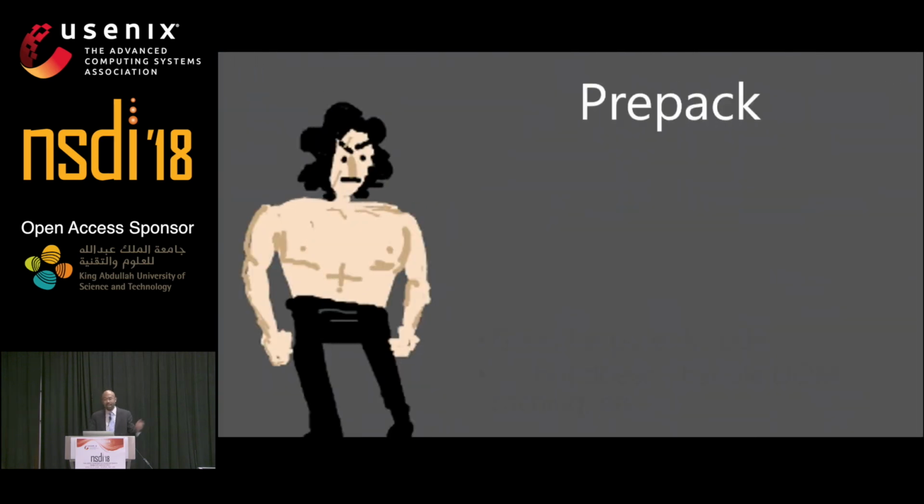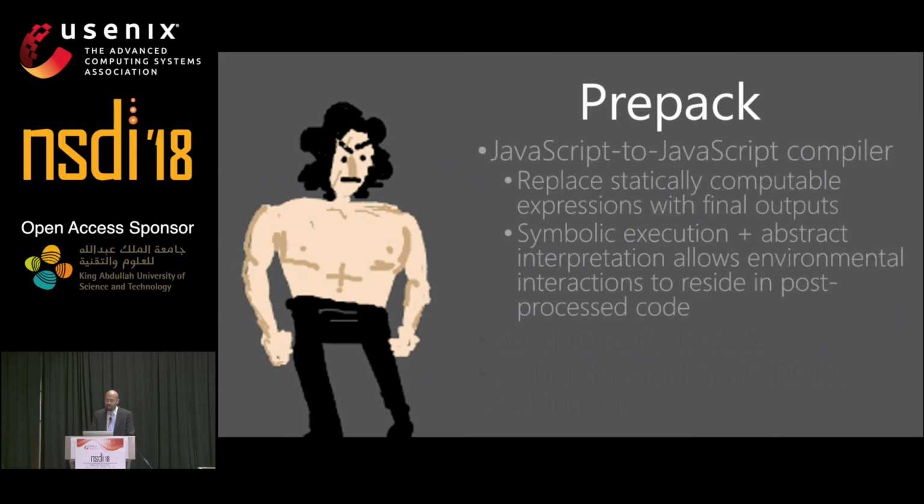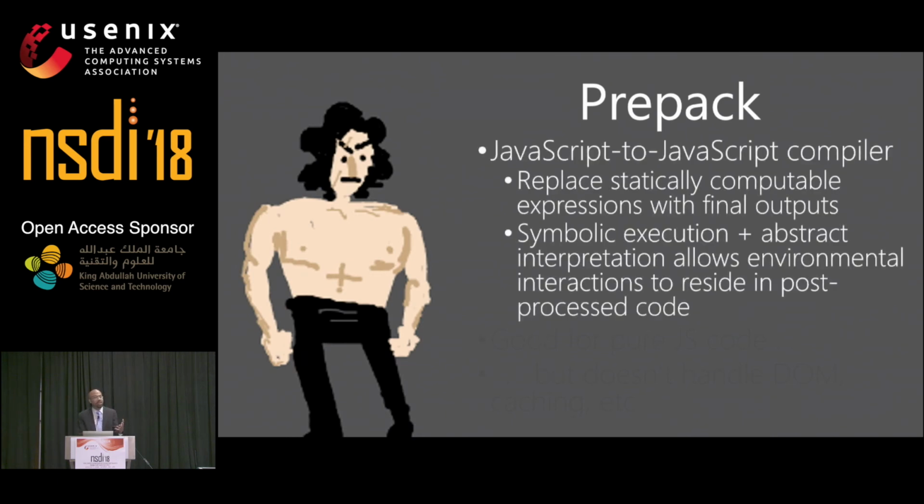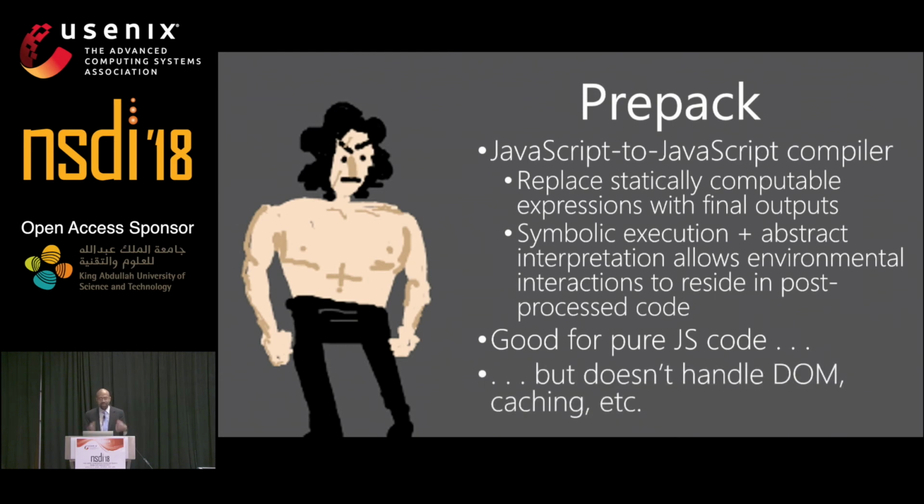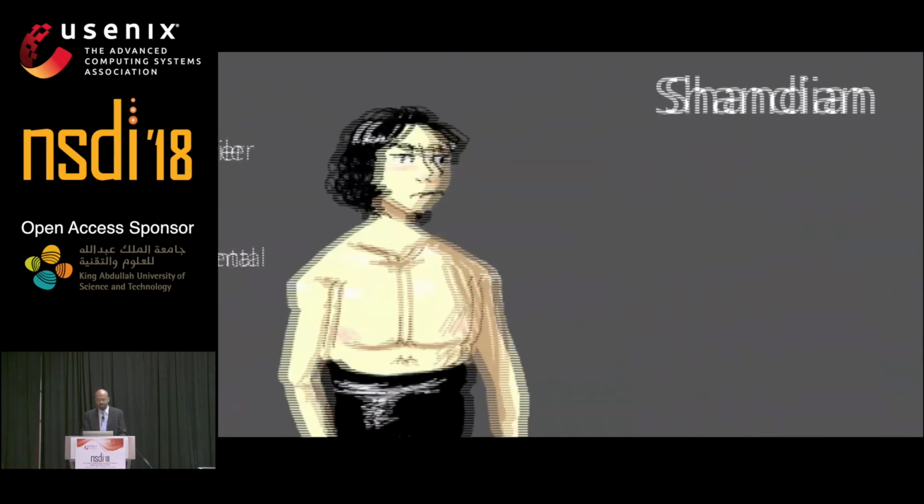First of all, there's Prepack. This comes out from Facebook. It's a JavaScript to JavaScript compiler that identifies statically computable expressions using symbolic execution and abstract interpretation. So Prepack is really great if you have just JavaScript code in your application. But Prepack actually doesn't handle things like interactions with the DOM, doesn't handle caching, stuff like that.